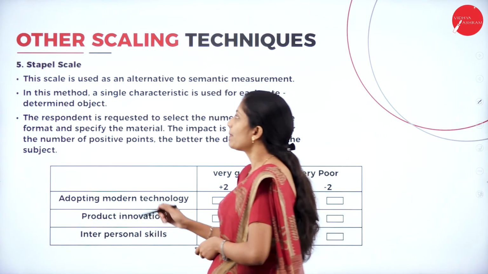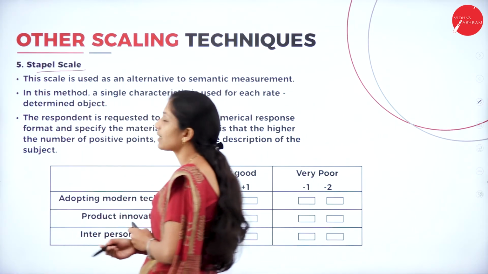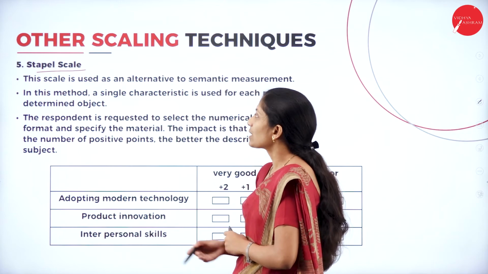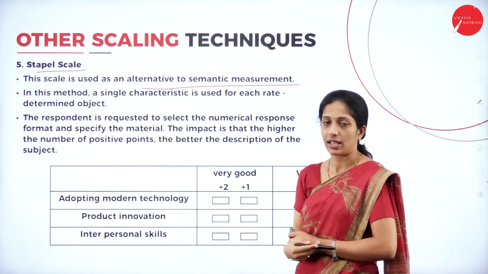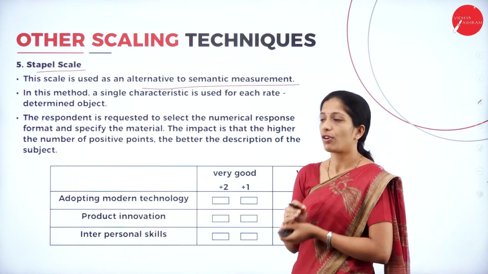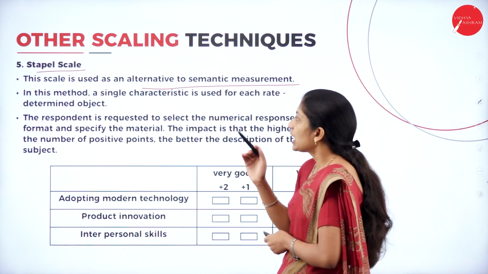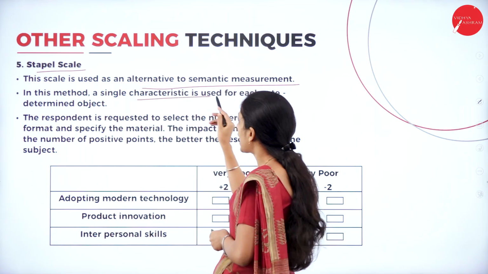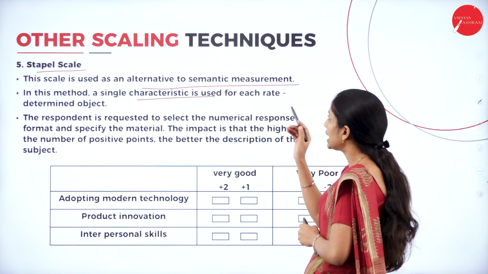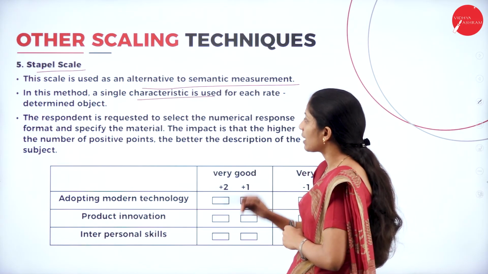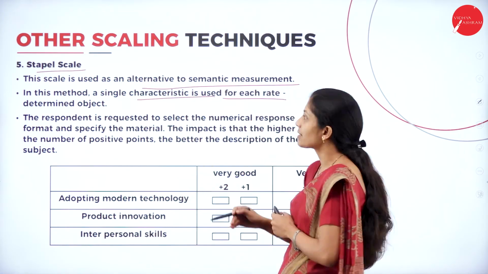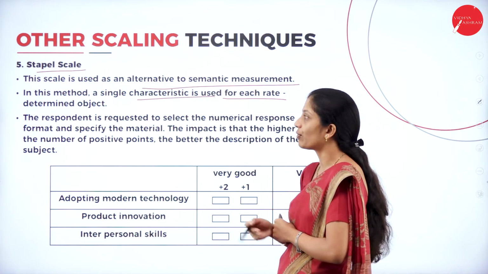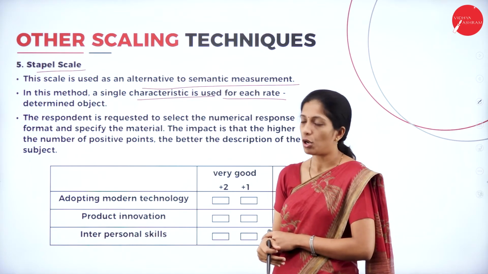Next one is the staple scale. Now, let us see what this staple scale is. This scale is used as an alternative to semantic measurement. In this method, a single characteristic is used for each rated object. So, here a single characteristic is used for each rated object.